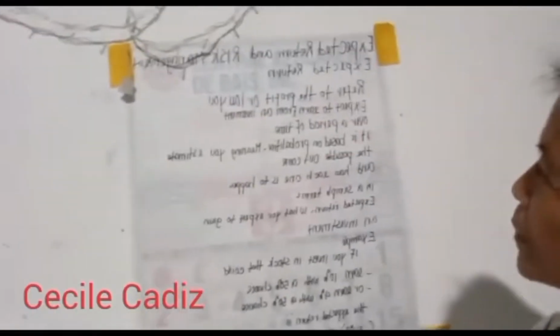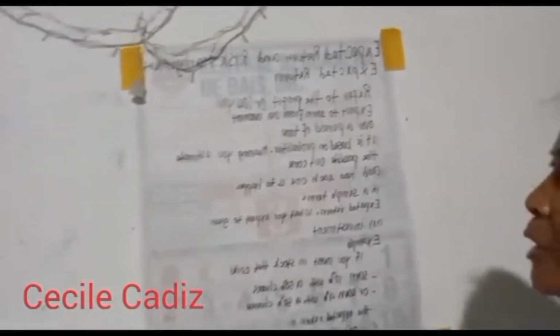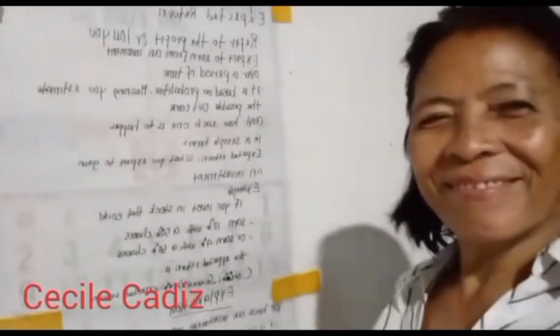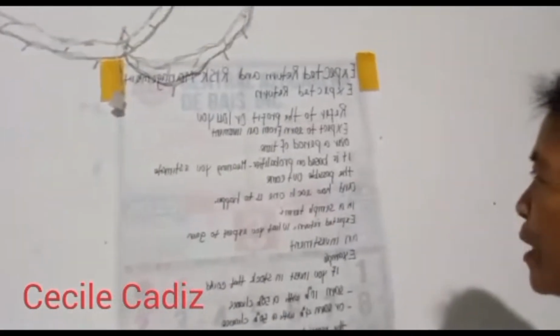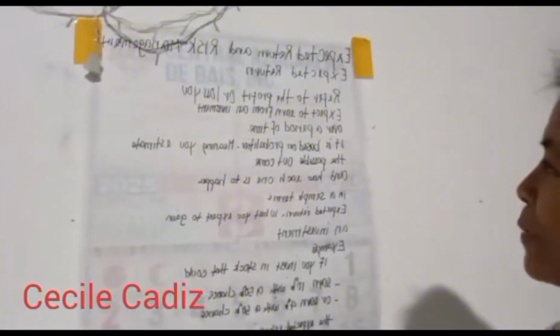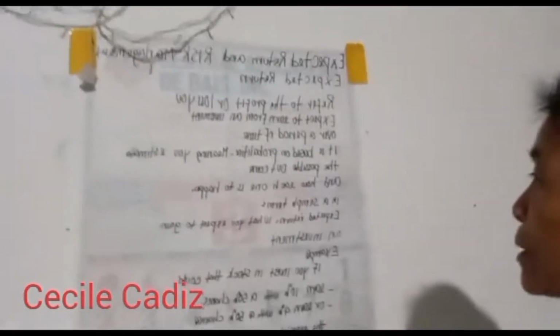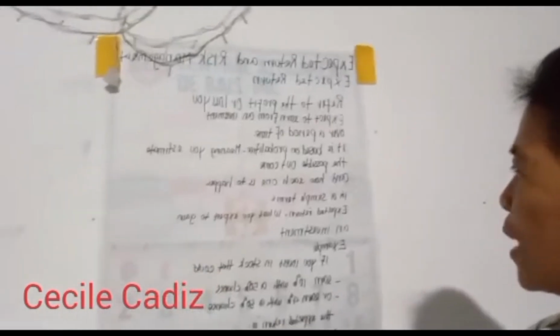Expected return and risk management. Expected returns refer to the profit or loss you expect to earn from an investment over a period of time. It is based on probabilities, meaning you estimate the possible outcomes and how likely each one is to happen. In simple terms, expected return is what you expect to gain.